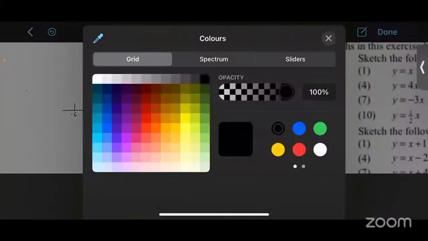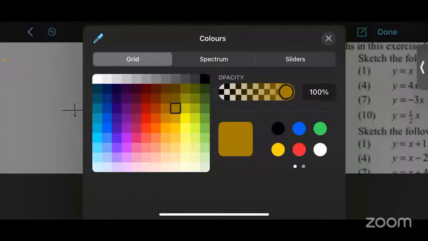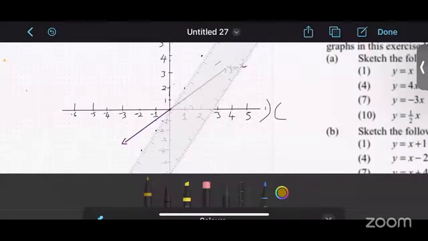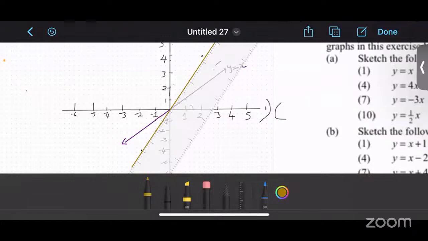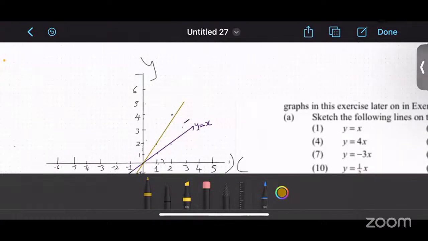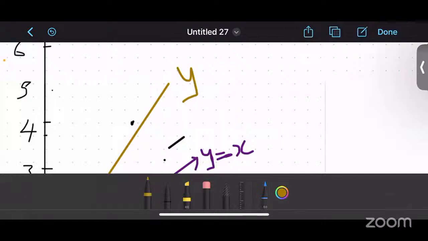And this time around, I'm just going to take a red. And we just draw our graph. And so that means I pointed that wrongly, which doesn't really matter that much. And this is my y is equal to 2x.